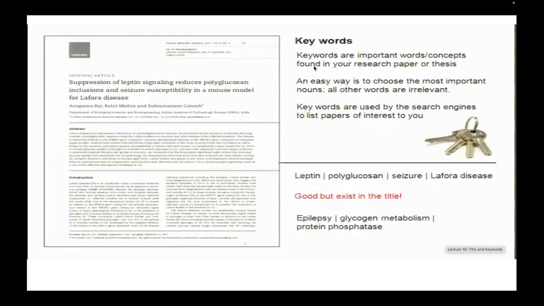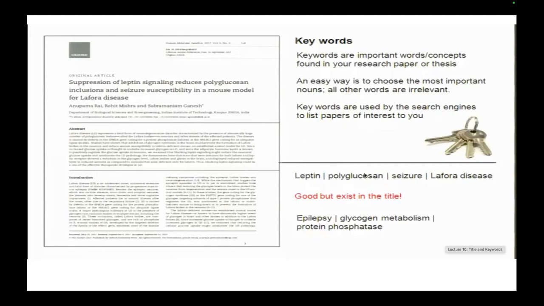Keywords are important words or concepts found in your research paper or thesis. You have to choose the relevant words that are related to your paper, but you don't have to choose those words that you have mentioned in the title, because the title and the keywords are both used by the search engines. For example, leptin signaling, polyglucosan, seizures, mouse model, or Lafora disease are already mentioned in your title, so when a reader searches for them, he will get this paper.